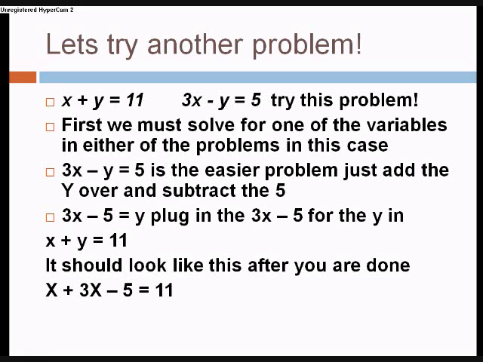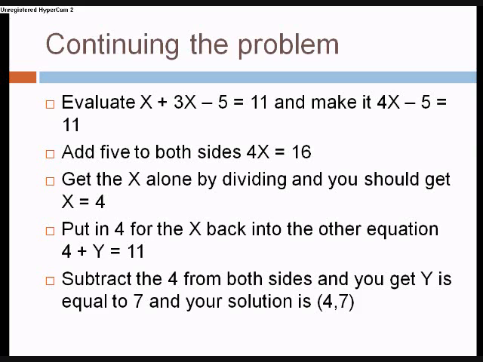So where I left off is what your equation should look like after you have substituted the 3x minus 5 in for the y. So you'll get x plus 3x minus 5 equals 11. Now we have to continue solving the problem, and you evaluate the x plus 3x minus 5 equals 11 and make it 4x minus 5 equals 11. So from here, what you need to do is get the x alone.